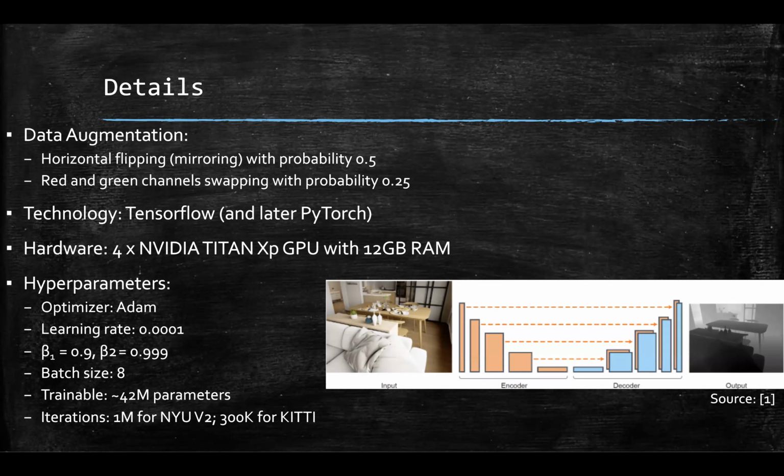But you always have a question. Does it make sense to do every augmentation? For example, does it make sense to do vertical flipping? So can you swap ceiling and floor? Well, probably not, because geometry of ceiling and floor are not the same, right? But it does make sense to do horizontal flipping or mirroring with coin flip probability. Also, authors did red and green channel swapping with probability 0.25.